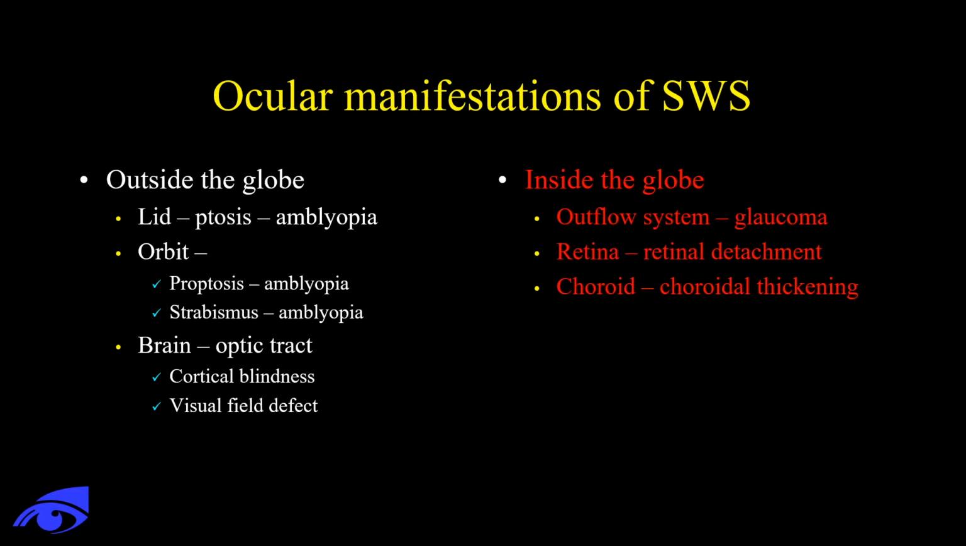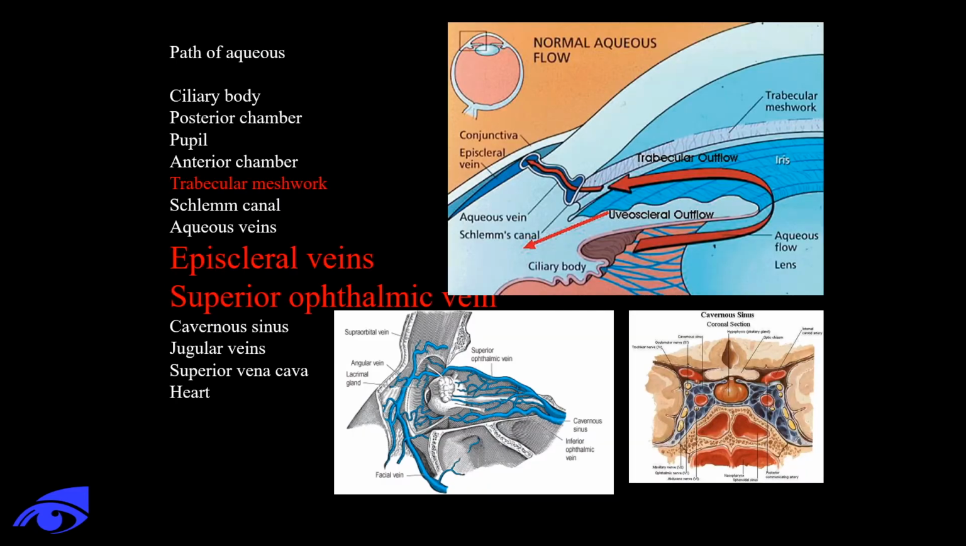Switching gears a little bit, let's talk about how Sturge-Weber syndrome affects the inside of the eye, namely how it affects the outflow system, the retina, and the choroid. The eye maintains its pressure by secreting aqueous humor, which is a clear fluid that is constantly being produced and drained away from the inside of the eye. Aqueous is produced by the ciliary body, which lies behind the iris, and it trickles around the lens through the pupil and fills the anterior chamber, and finally is drained away by the trabecular meshwork.